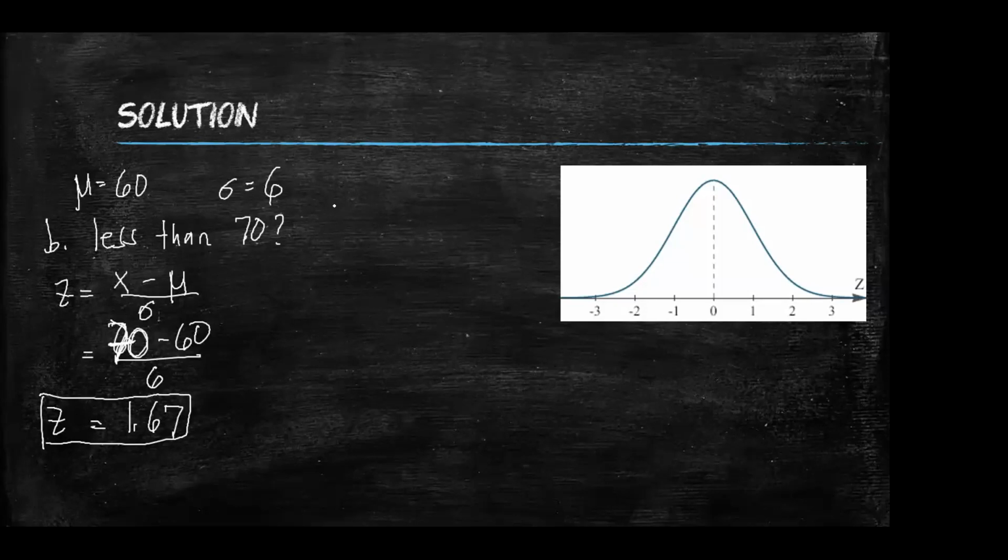How about the area? O, ilan yung area under the curve? So A sub z, yung area ng z natin, which is 1.67, ilan? 0.4525 po. Yes, sir. Okay, 0.4525. So, tama.